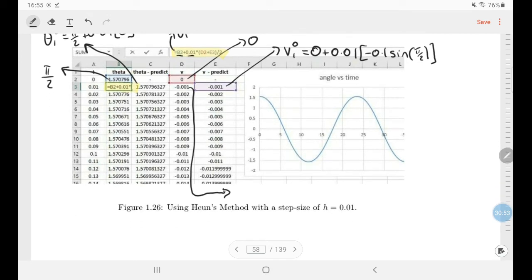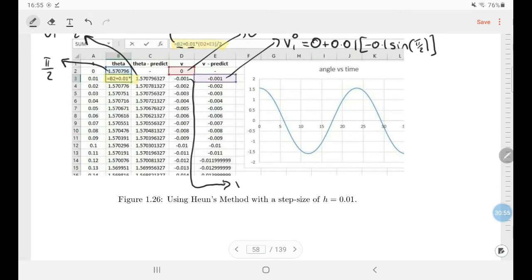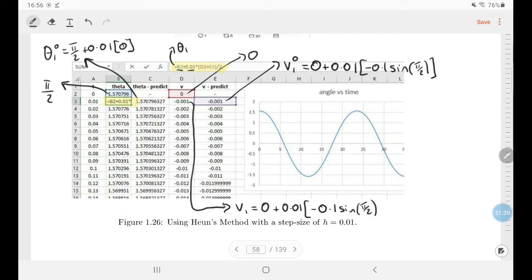Heun's method says the next v value is the previous v value, which is 0, plus the step size, which is 0.01, and then you average the two slopes. The derivative of v is minus 0.1 sine theta, so you get minus 0.1 sine of theta. The previous theta was pi over 2. The predicted next theta is also pi over 2, so that's in cell C3.